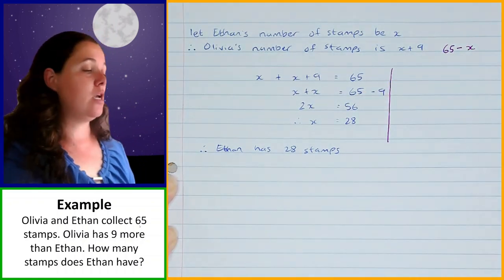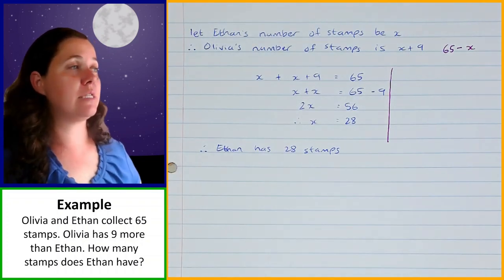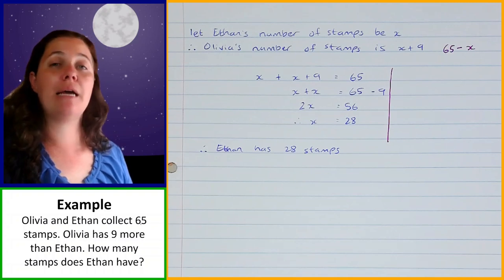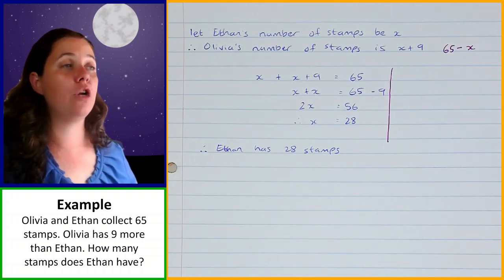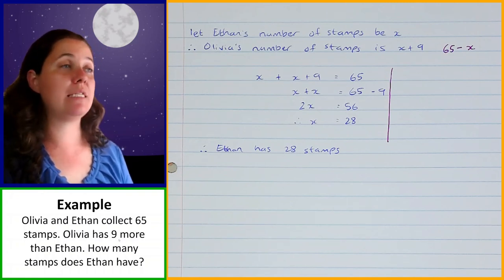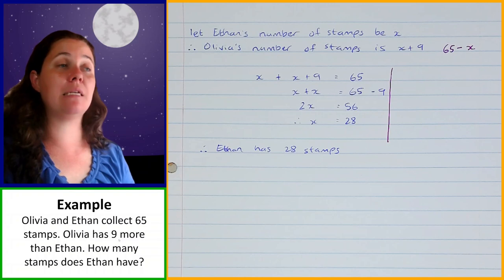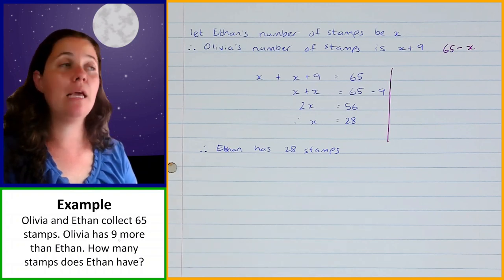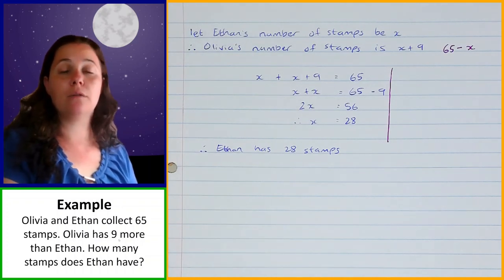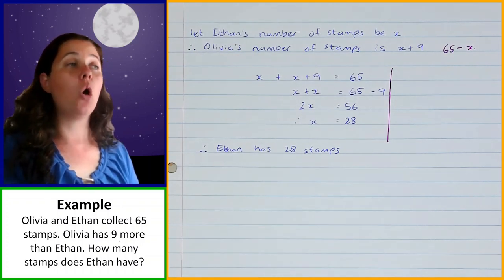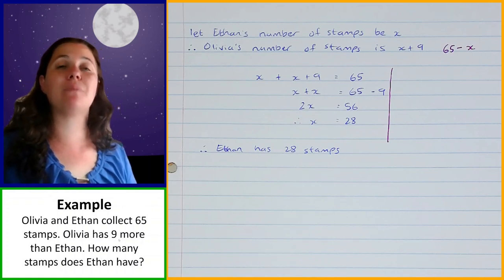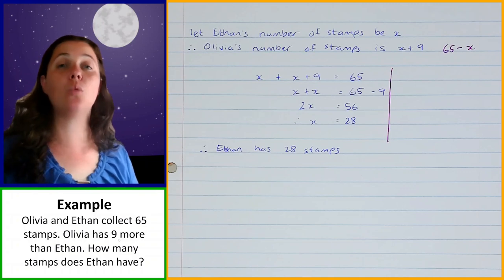Okay, so now let me show you what it looks like if I use that information to solve this. Okay, so if I use the 65 to say how much Olivia has, then I need to use the 9 more to set up my equation. Okay, so I have a choice. I can say that if Olivia has 9 more stamps than Ethan, I can either say Olivia's is equal to Ethan's plus 9, and add 9 to Ethan's, or I can say Olivia's minus Ethan's is equal to 9. Either way will work.